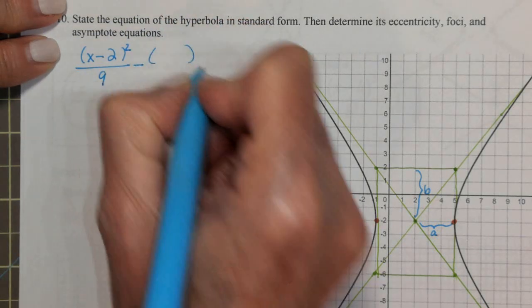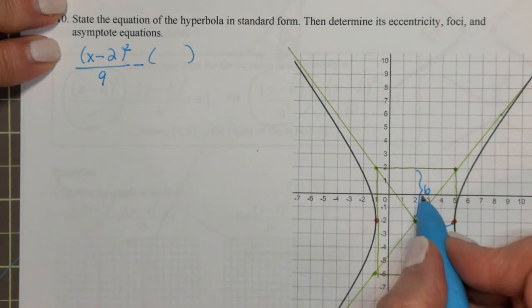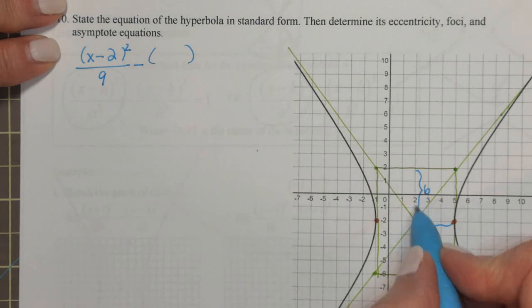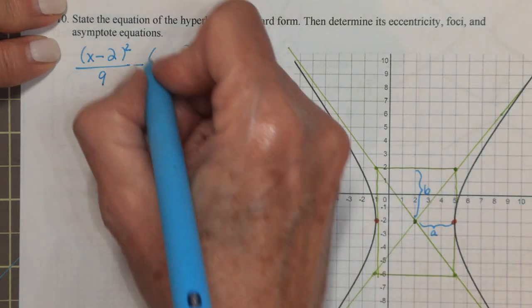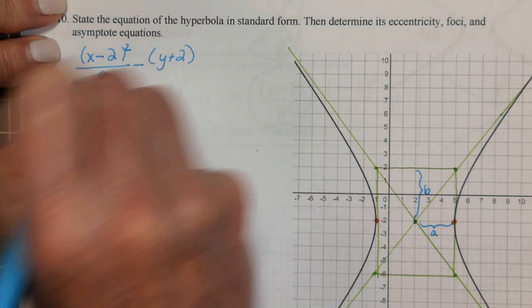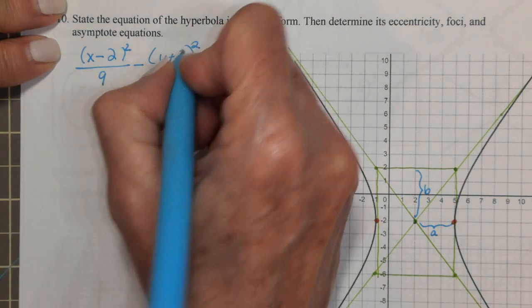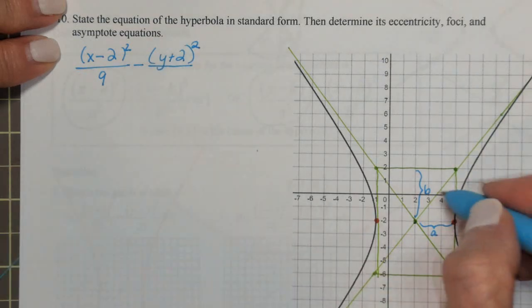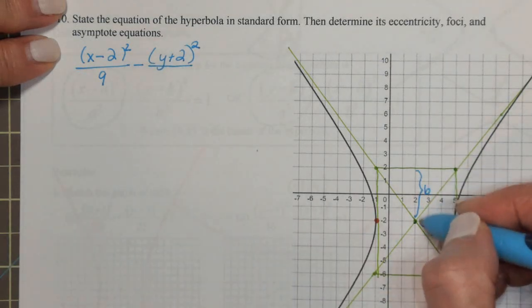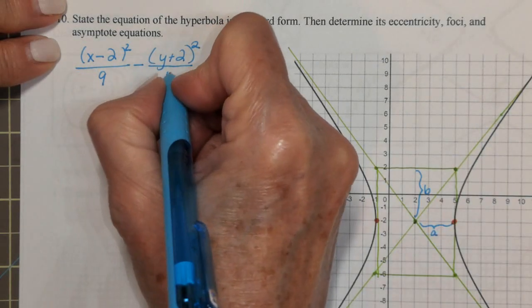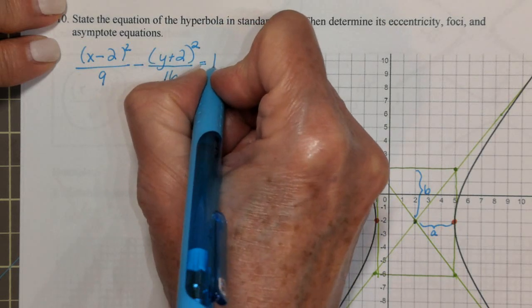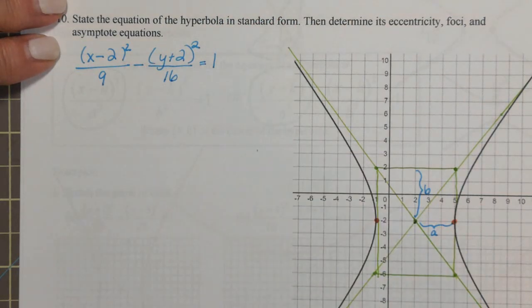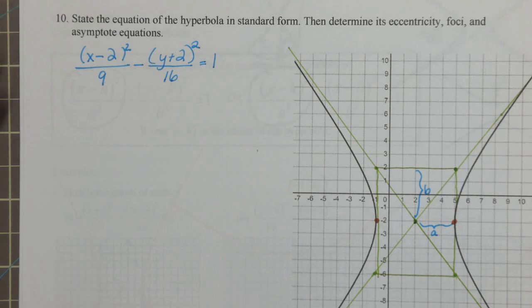Minus, here come my y's. Y, and I'm down 2, right? So y plus 2 squared for the y coordinate of my center, and b is 4, so underneath here I need 16. There's my equation. And now I can get everything else that they asked me for.